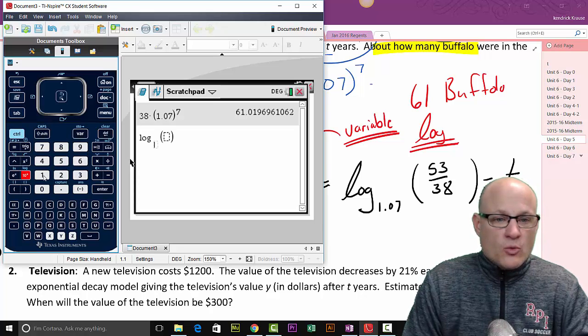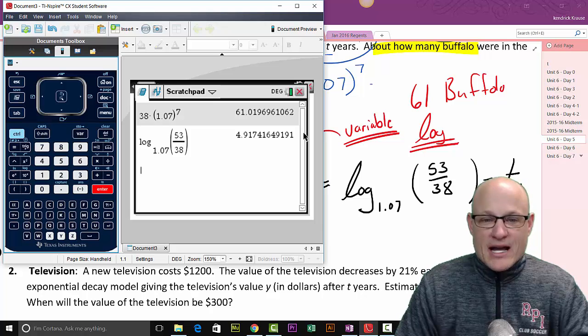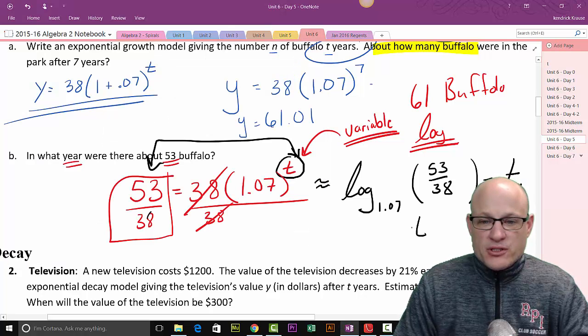Control log 1.07 of 53 divided by 38 equals 4.917. So t equals 4.917. Now remember, this is years, but that's not what it asked.